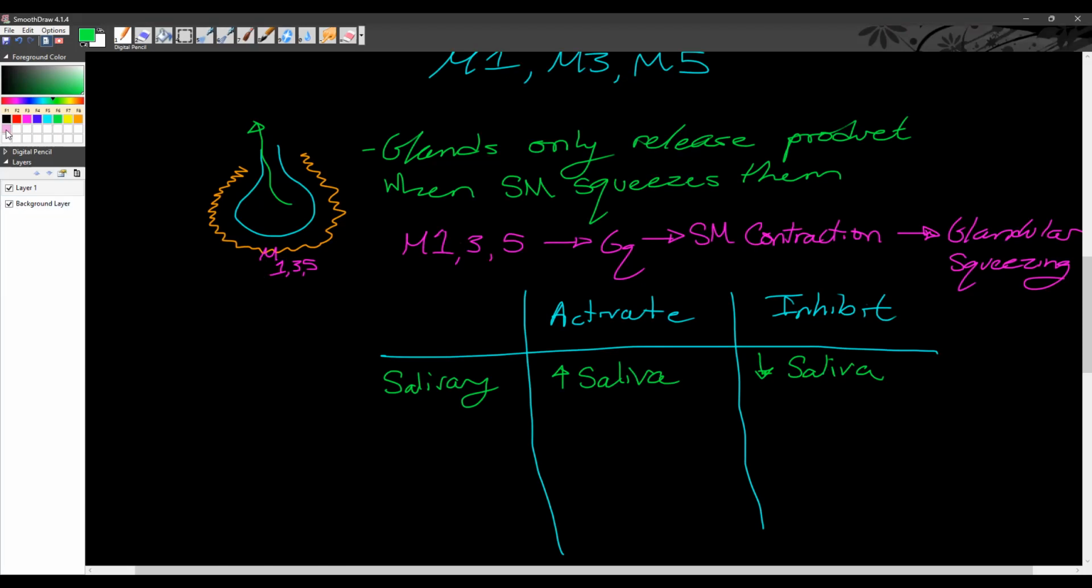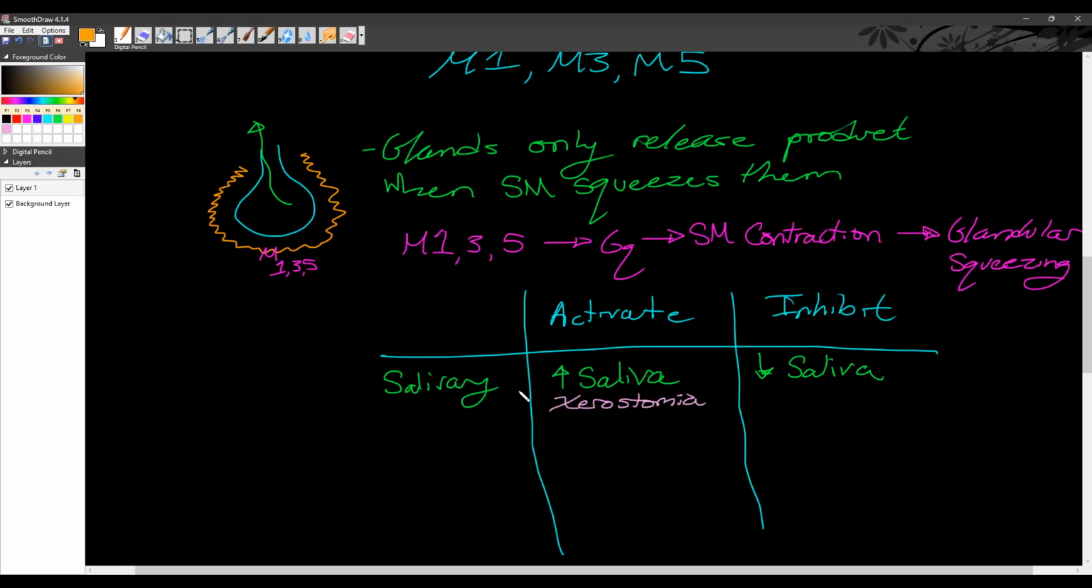What is a condition where we would want to increase the amount of saliva? Dry mouth, xerostomia. Yeah, exactly. Xerostomia is a condition where someone doesn't produce enough saliva. So we can give a muscarinic agonist in order to increase the amount of saliva that they're releasing.